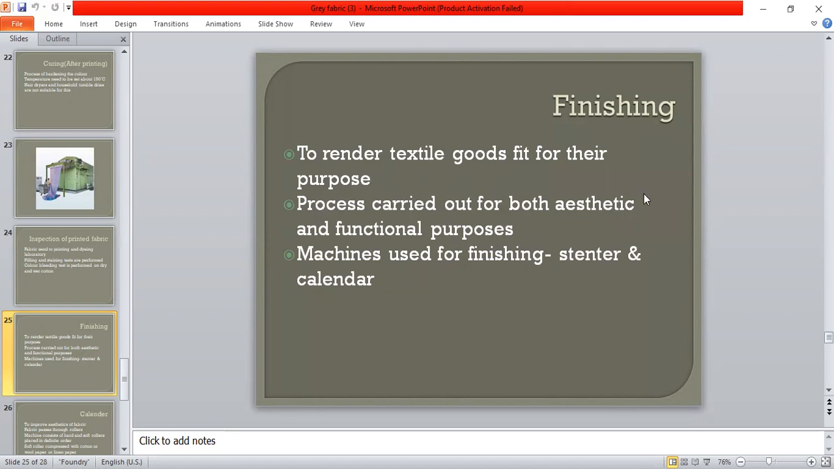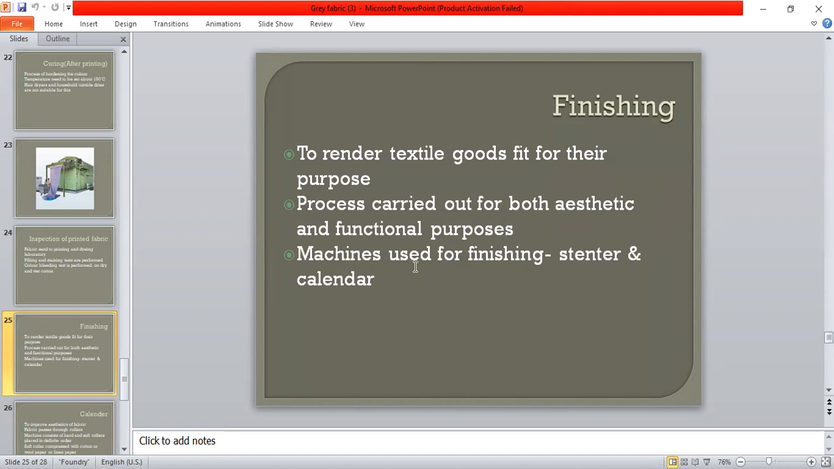In finishing, they see whether the fabric is fine for aesthetic and functional purposes. Aesthetically means it looks good, and functionally, some fabrics have a particular function, like what they are used for. So they see whether they are suitable for these two purposes.